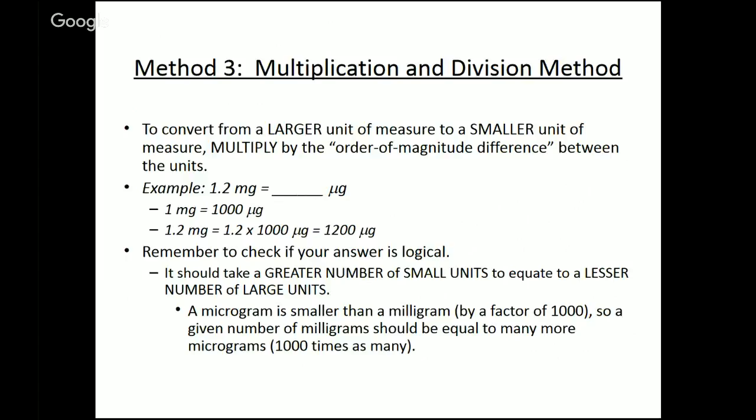If you are mathematically nimble, you might like to use this third method, and probably you do this in your head. But this is the multiplication and division method, and I'll just briefly describe it. Basically, as it says there, if you're going from a larger unit to a smaller unit, you're multiplying by a certain conversion factor. And if you're going from smaller to larger, you're going to be dividing by a particular conversion factor. So if you happen to know how many micros are in a milli or how many millis are in a kilo, you can multiply or divide depending on which direction you're going, and you can do this conversion pretty quickly.